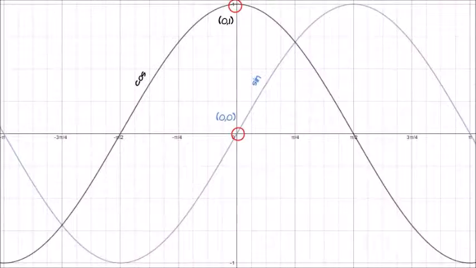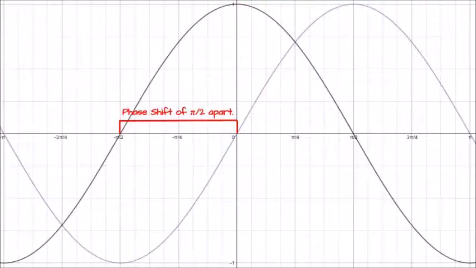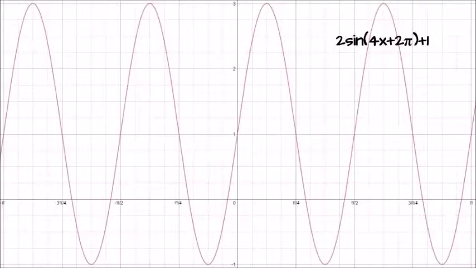Remember that because it is a sine function, it will normally pass through the origin, or 0, 0, while the cosine function will pass through the point 0, 1. The sine and cosine functions are identical, except for a phase shift of pi over 2 between the two of them. And that's it for sine and cosine functions.